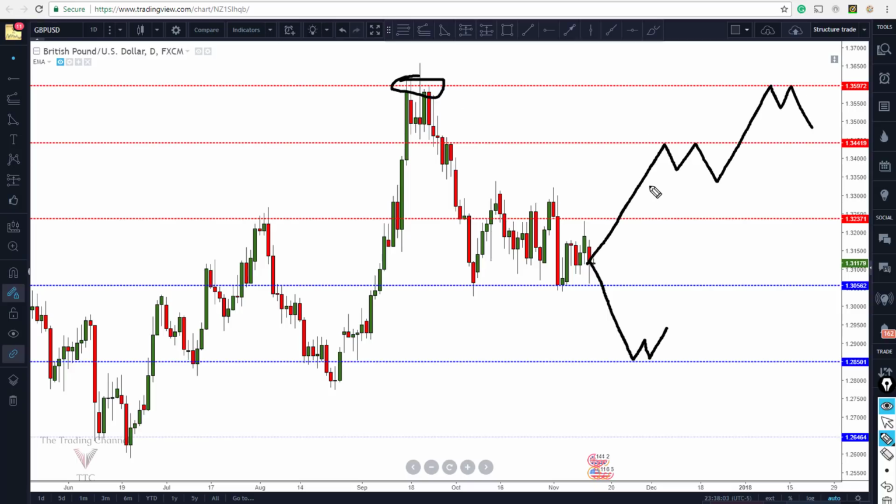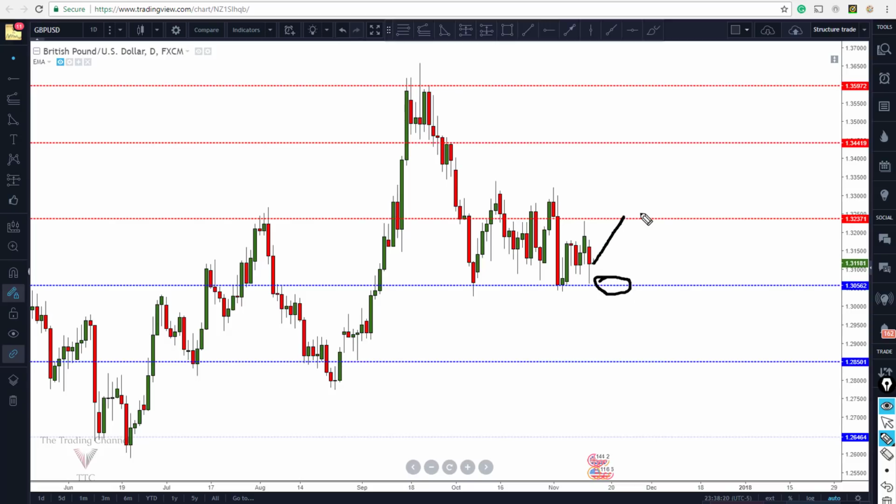So not much to talk about here on the pound dollar. Really just a waiting game to see if this market will pull back down into our 1.3056 support level or push all the way up to around the 1.325 area for resistance. And that's what we'll be watching out for here on the pound dollar throughout this week.